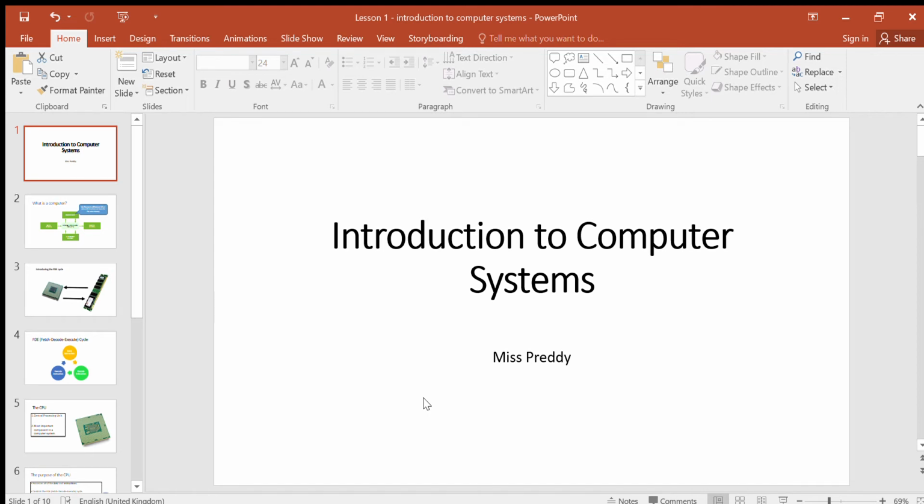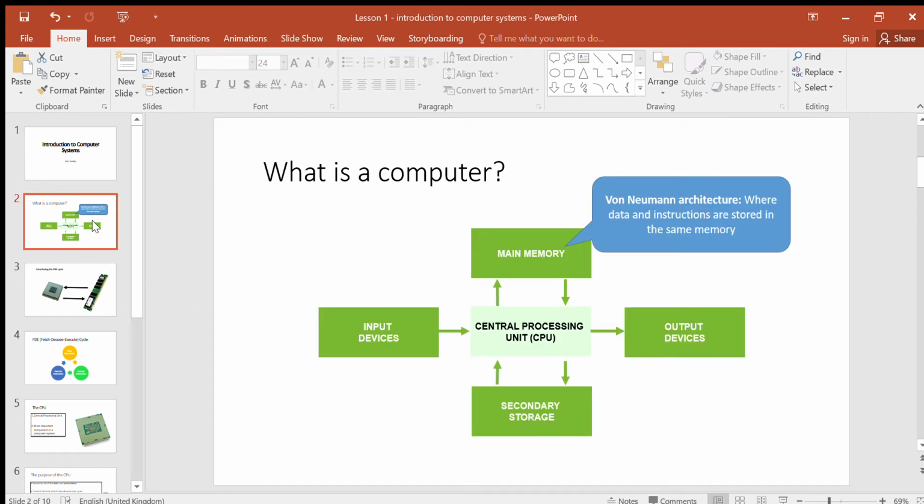Morning Year 10. So welcome to Introduction to Computer Systems. This should be a recap on the last topic we did in school, but I thought it'd be useful before we started to look in depth at the registers inside the CPU and what they do. Okay, so let's do a quick recap.